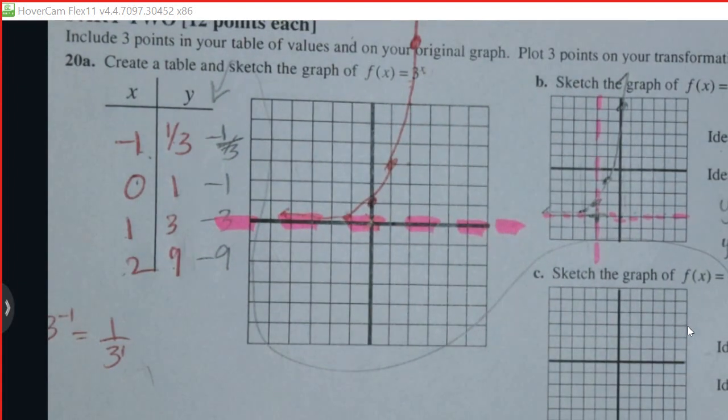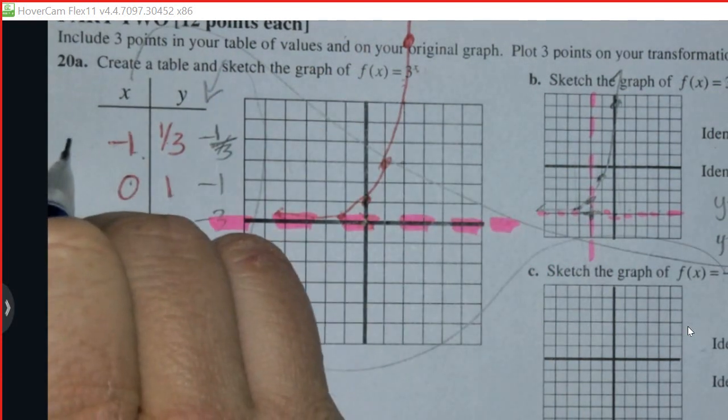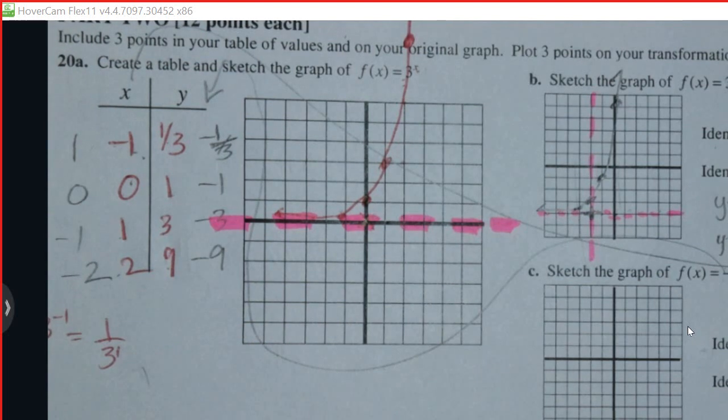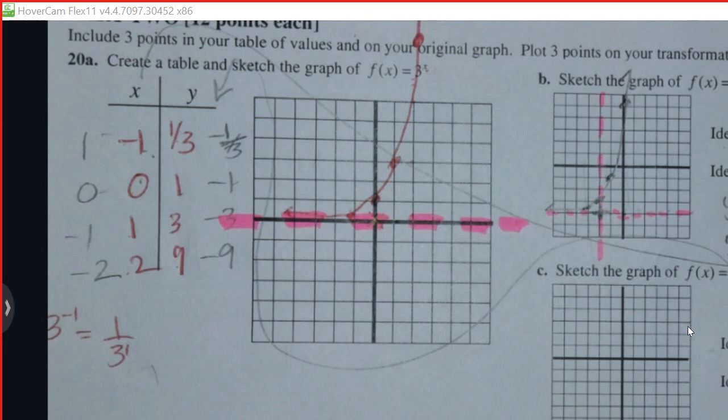Same thing here. The negative up above always affects the inputs. So times negative will be a +1, 0, -1, and -2. So when I graph my new ordered pairs, this is what I'm going to get. All right, let's go ahead with this.